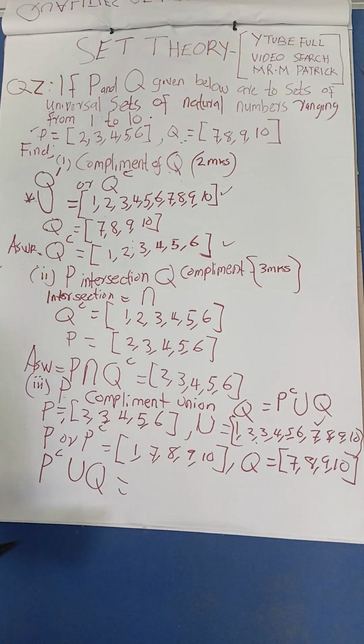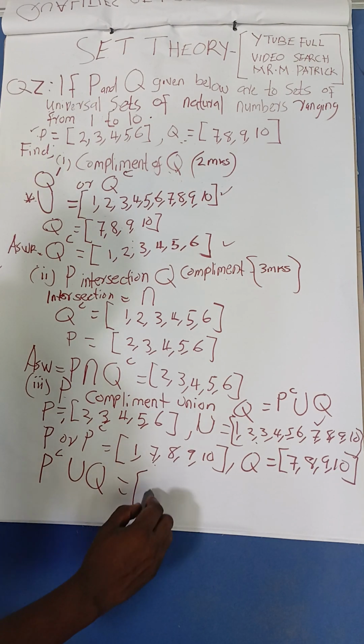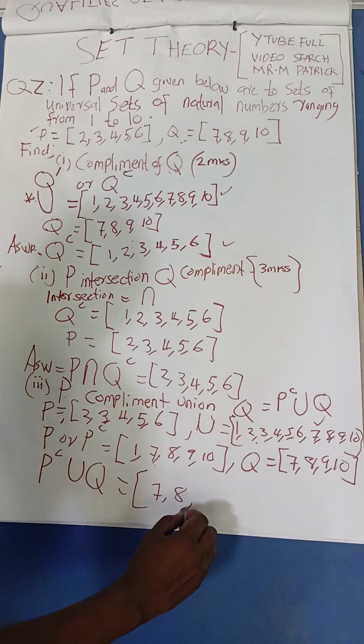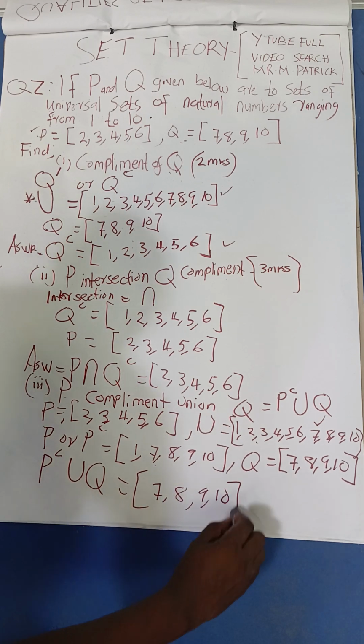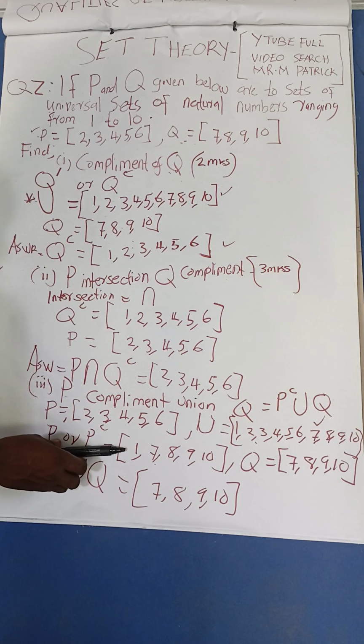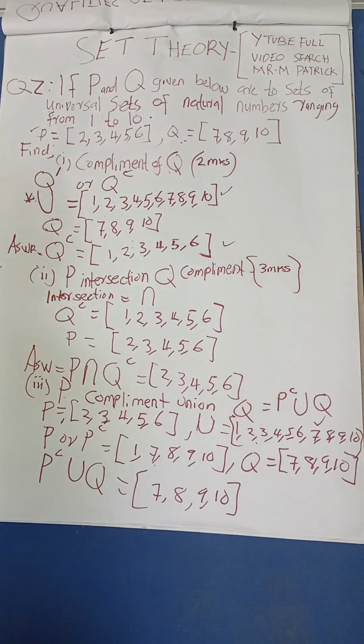So the elements that are common here and here. We find it will be what? I can see 7, it's here. I can see 8 is here. I can also see 9 is here. And 10. So those are the ones that are common to both P complement and Q. So that is how you put them to union. You find them either in P complement or in the other set. Good. So that is that one.